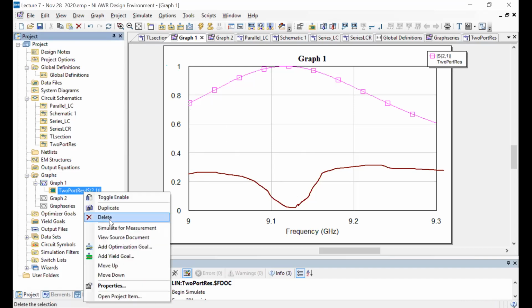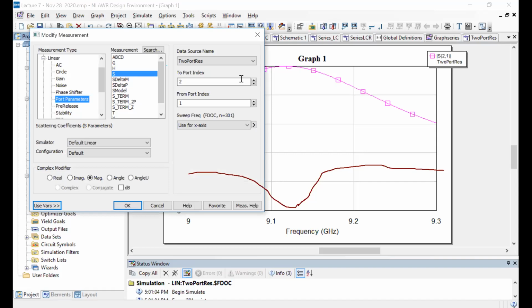Let me add that measurement now, S11 magnitude.